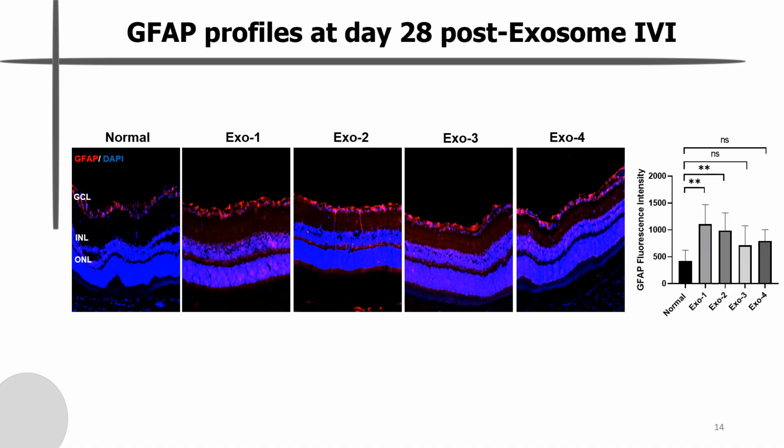Here we see the GFAP profile at day 28. GFAP expression indicates glial cell activation, which is important for assessing retinal stress and injury. Here we found that in the EXO1 group and EXO2 group, the GFAP positive signal is increased compared to the normal. But in the EXO3 group and EXO4 group, there is no significant change compared to the normal group.